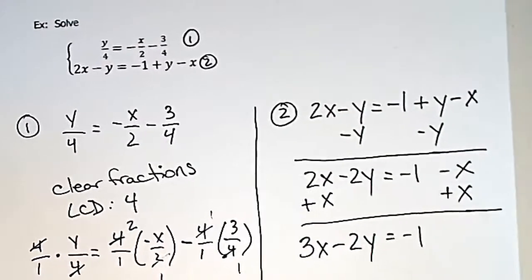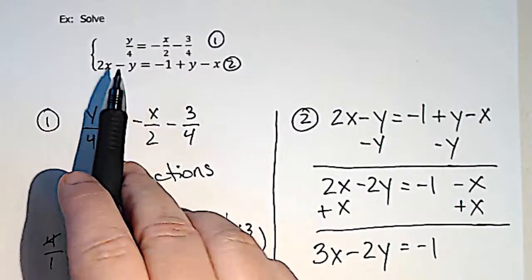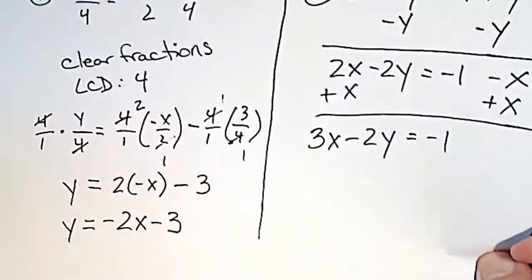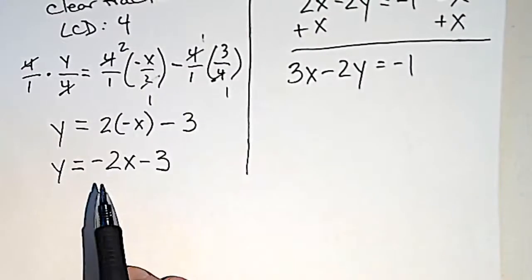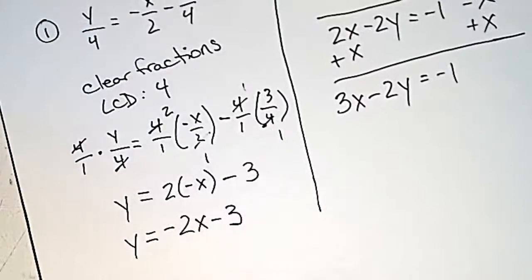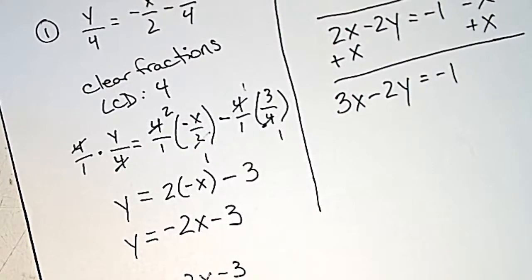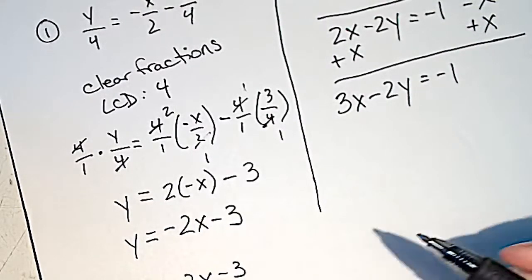So if you look at what we've done, all that we've done is we've taken our system, but we've written each of the equations in a way that's going to make them a lot easier to work with, much more simple to work with. So now I'm going to write my 2 equations. First one is y equals the opposite of 2x, or negative 2x minus 3. And the second one is 3x minus 2y equals negative 1. And we're going to work with these together.